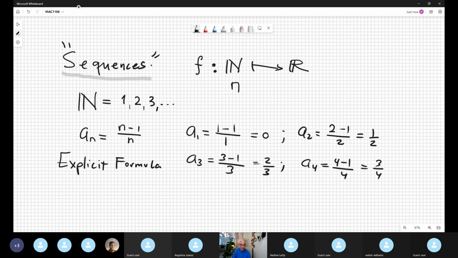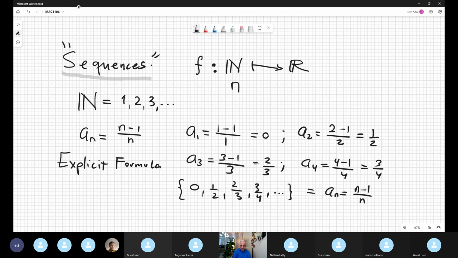Our sequence you can express like this: 0, 1/2, 2/3, 3/4, and this continues forever to infinity. These 3 dots indicate it continues forever. This is one possibility. Another possibility is to write it like that: the explicit formula, A sub n is n minus 1 divided by n.